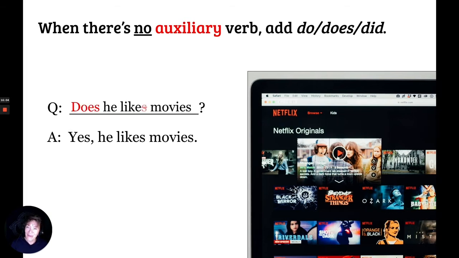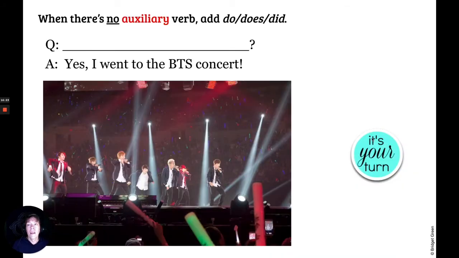Here we go. Does he like movies? Notice there should be no S here. You want to make that S disappear. What's the short answer? Yes, he does. Okay, good job. Now, another practice.